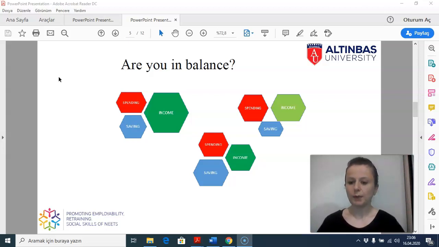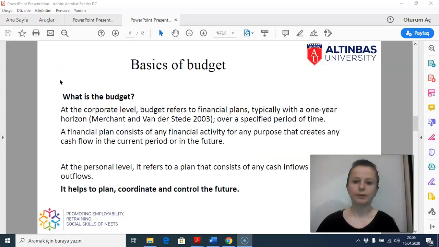We expect people to have some income, less spending than income, and some savings as well. Depending on the income level, this might change, but we always expect the income to get the largest share. Then how are we going to be financially sustained for the future and provide this balance? Simply through budgets. So we need to learn about the basics of budgeting first.